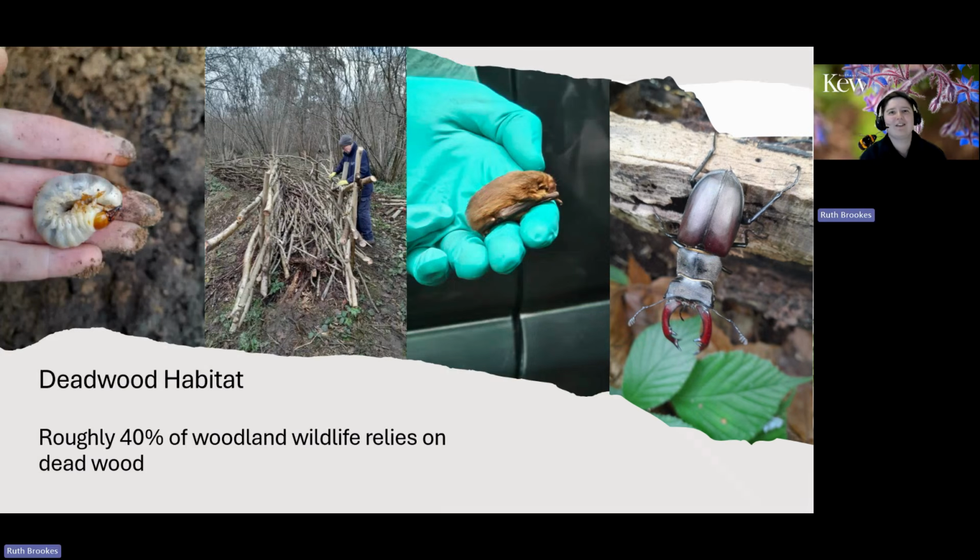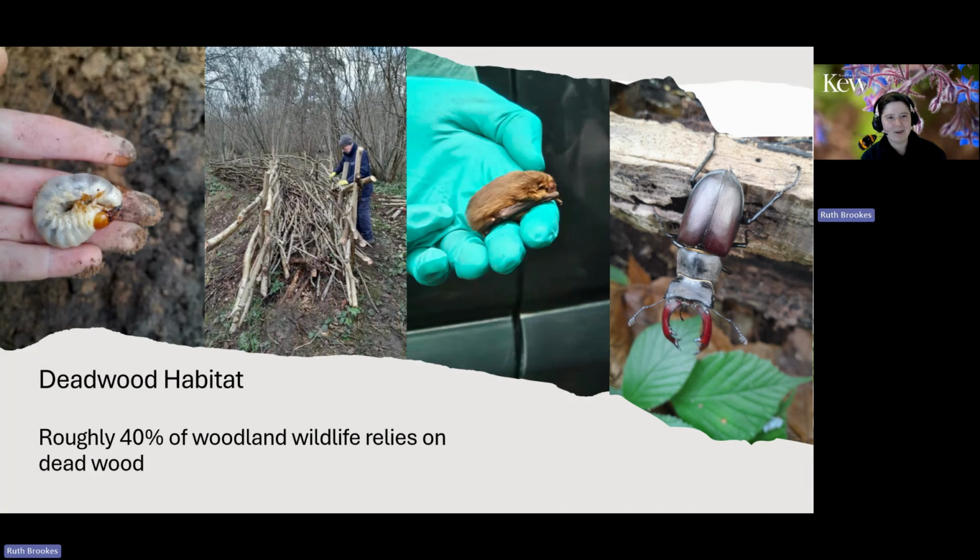So, easy wins for a new growing project. I thought I'd start off by talking about deadwood habitat, which is not the first thing people often think of when you're trying to plan something new. You want to get living plants growing. But deadwood is so important for biodiversity. About 40% of all woodland life actually depends on deadwood in some way.